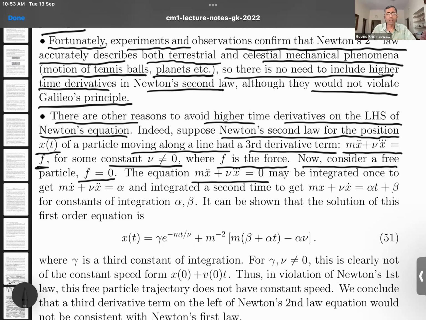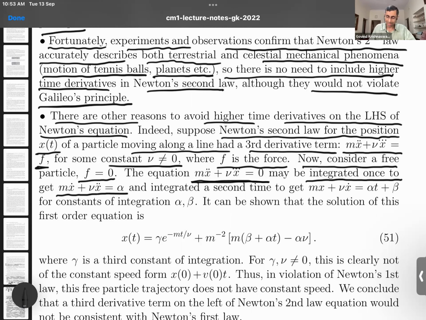So let us see what it says. Let us integrate. It is a differential equation, and we can integrate it once. We will get m x dot plus nu x double dot equal to a constant. I'm just integrating it once, so I will have a constant of integration, which I call alpha.